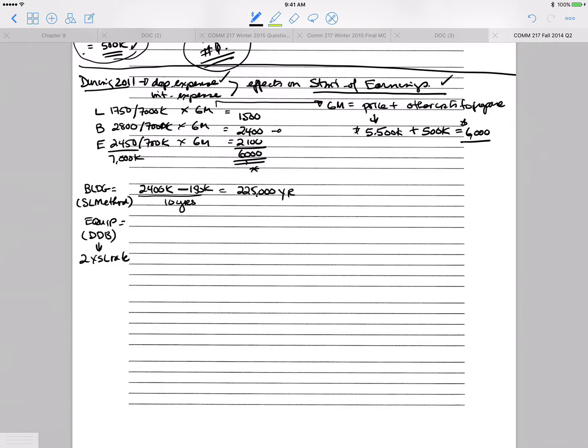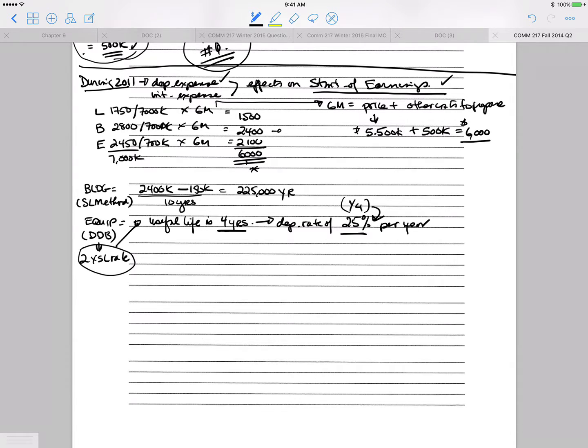Okay, so let's figure out, first of all, what the rate is. We're told it's 2 times the straight line rate. Well, how do we figure this out? They say the useful life is 4 years. That means you would depreciate at the rate of 25% per year. If you are depreciating an asset over 4 years, you're depreciating it at the rate of 1/4 or 25% a year.